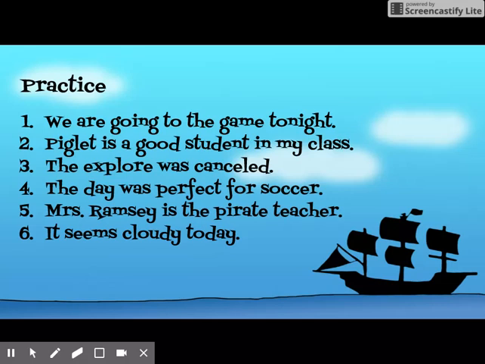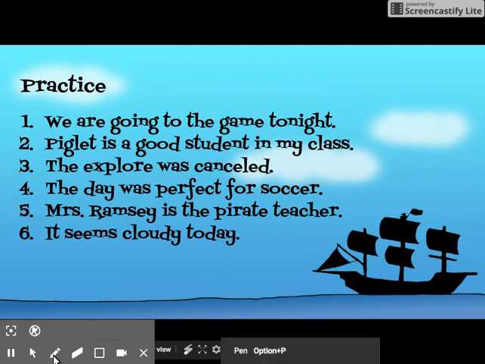So sentence number 1, we are going to the game tonight. Number 2, Piglet is a good student in my class. The Explore was canceled. The day was perfect for soccer. Mrs. Ramsey is the pirate teacher. It seems cloudy today. All right.